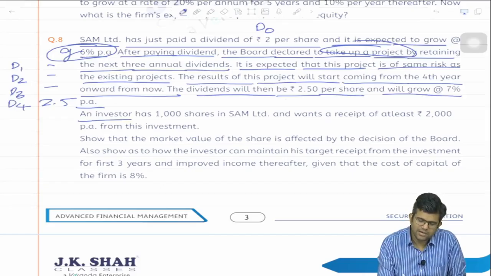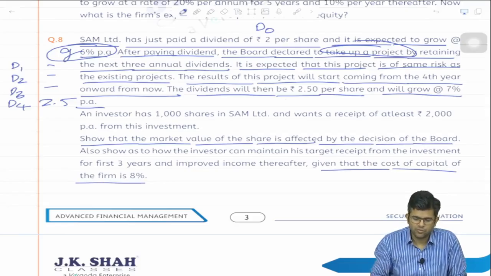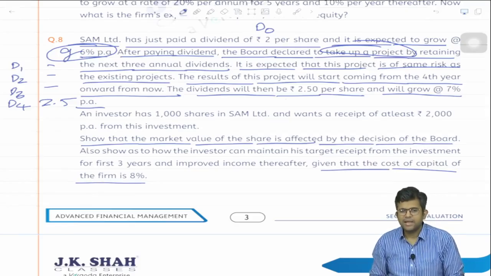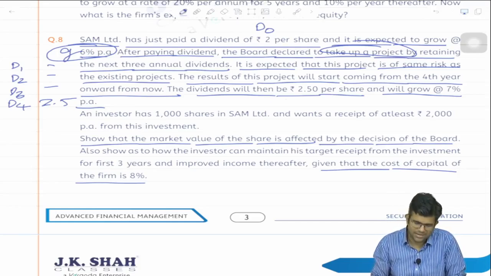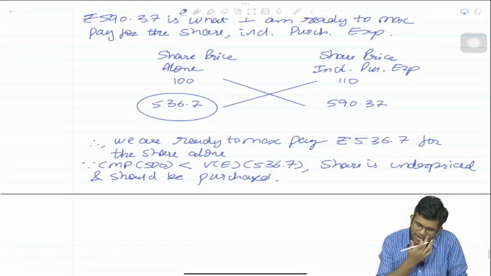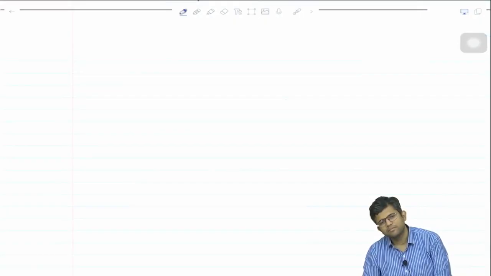Now, an investor has 1000 shares. This we will talk about later. Now, show that the market value of the share is affected by the decision of the board, given that the cost of capital is 8%. What I have underlined and read is part 1 of the question. What I have not underlined and not read is part 2. We will talk about part 2 later. First, let's understand part 1. So please don't write anything, I'll first finish the whole question, then you copy.